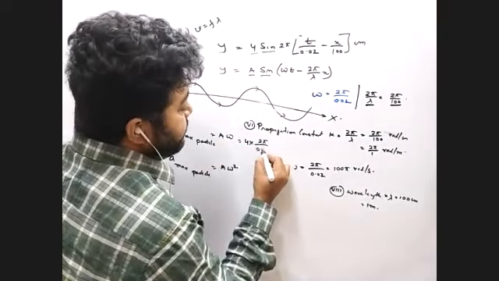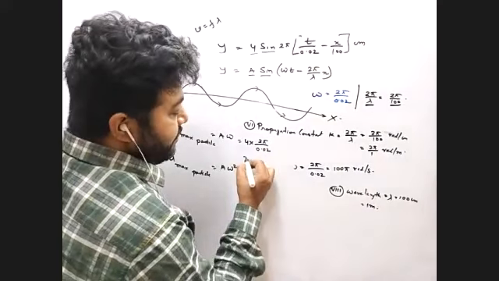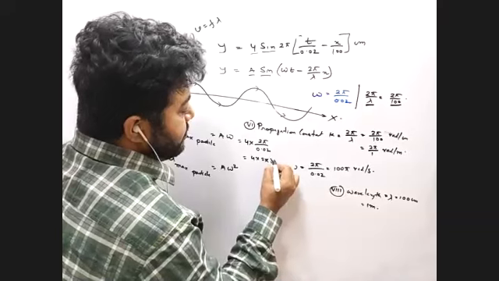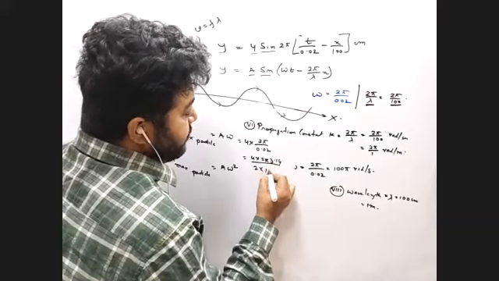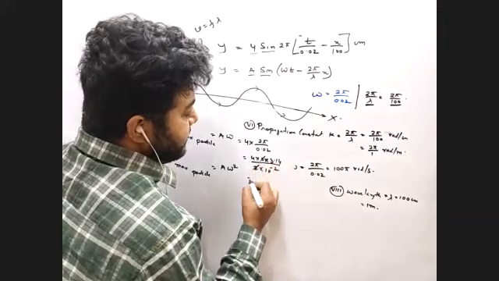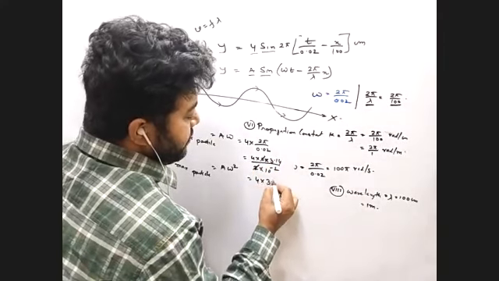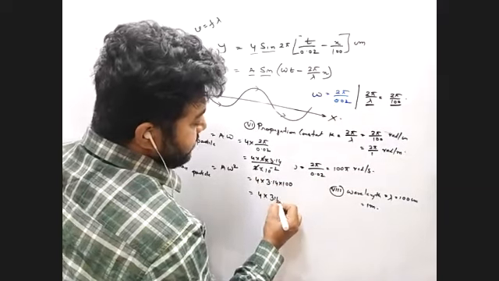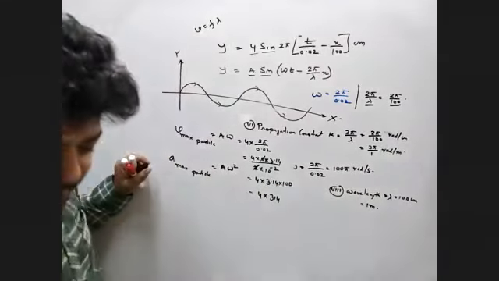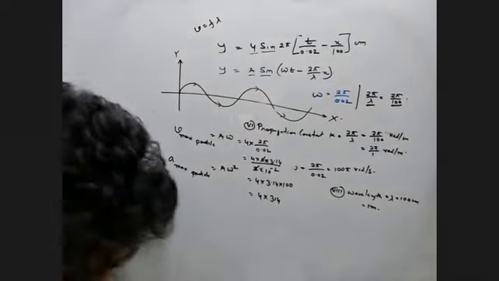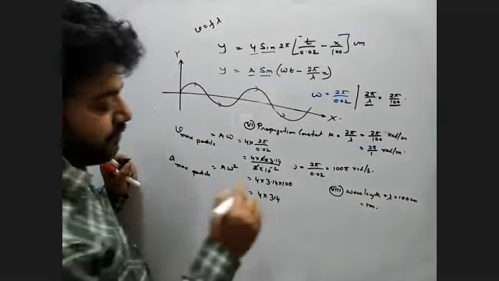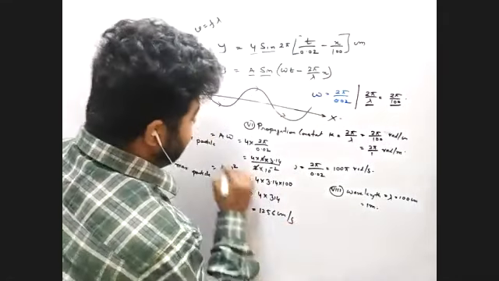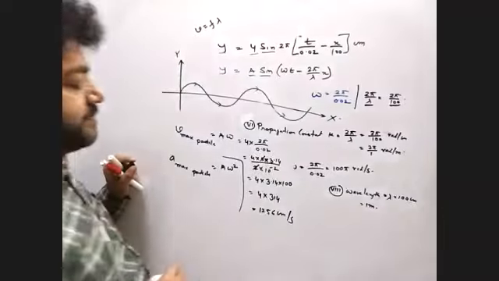2 pi by 0.02. So if you want, you write 4 into 2 into 3.14 by 2 into 10 to the power minus 2. So you can cancel this. So 4 into 3.14 into 100, that is 4 into 314. And how much is this? 4 into 314 is 1256. 1256 centimeter per second. Clear, everyone?